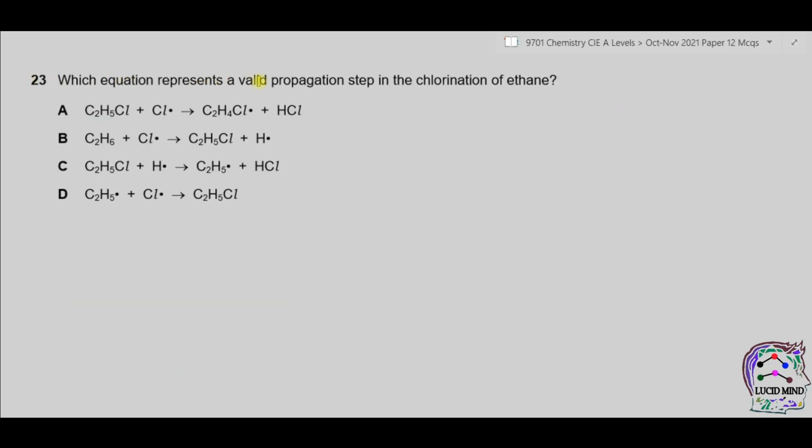Question 23. Which equation represents a valid propagation step in the chlorination of ethane? In A and B, we can see that we have a chlorine free radical that reacts with an alkane. Now when a chlorine free radical reacts with carbon hydrogen bonds, it always forms HCl. It does not form a free radical of hydrogen, and the free radical comes on the carbon atom. Another thing that you should remember is that a hydrogen free radical is not formed in this chemical reaction in which chlorine reacts with an alkane.